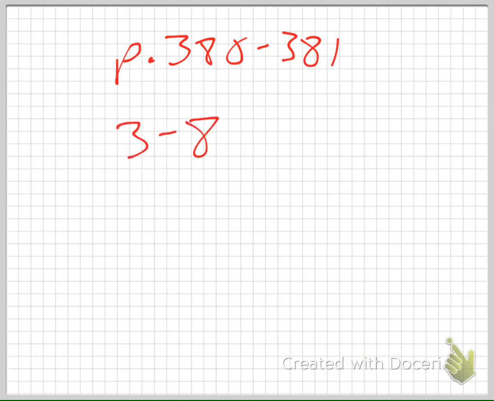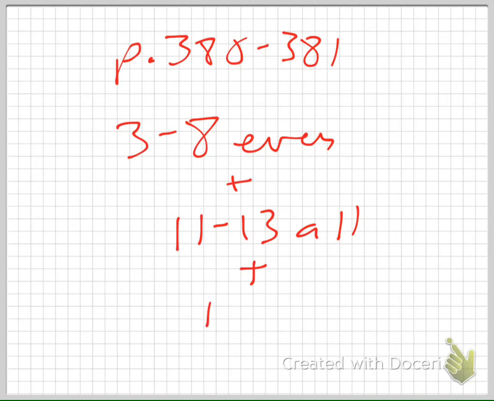Your homework. It's weird, so get ready to write all this down. It's pages 380 to 381. I'm adding a few things: 3 through 8, even, plus 11 through 13, all, plus 17 through 19, all. Okay, that'll be good. So write it all down.